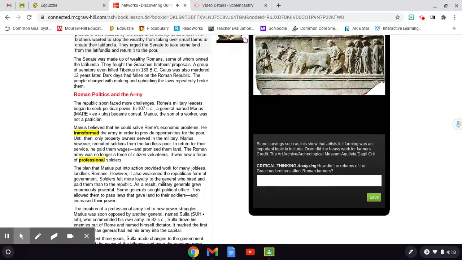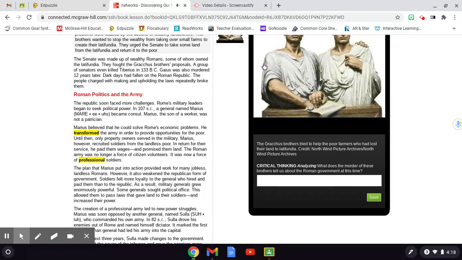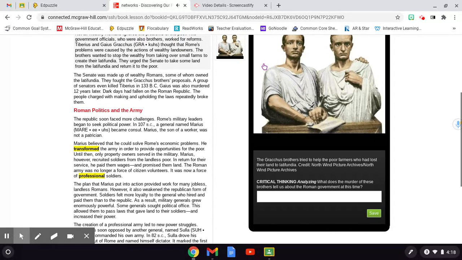Roman politics and the army. The Republic soon faced more challenges. Rome's military leaders began to seek political power. In 107 BC, a general named Marius became consul. Marius, the son of a worker, was not a patrician. Marius believed that he could solve Rome's economic problems.